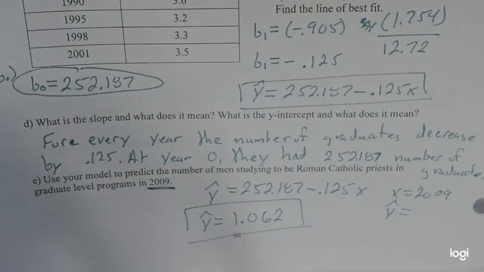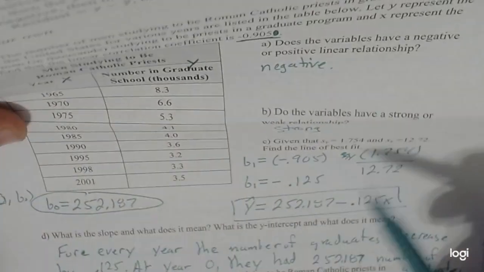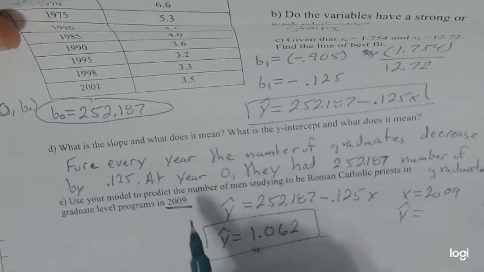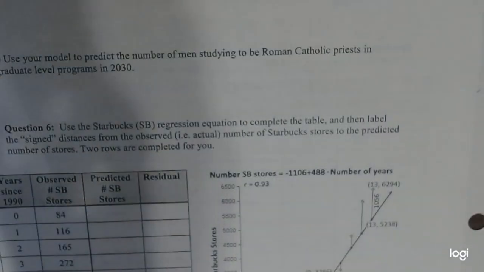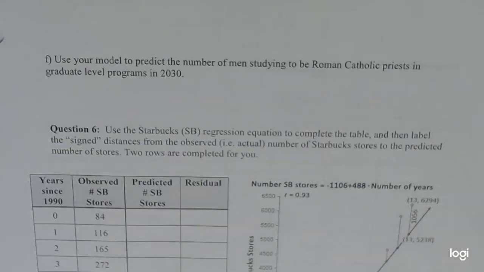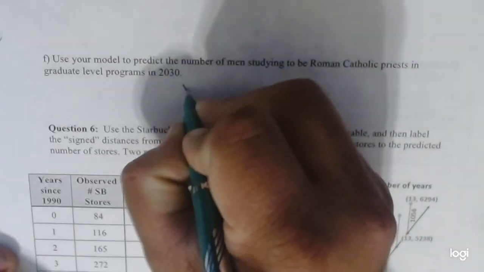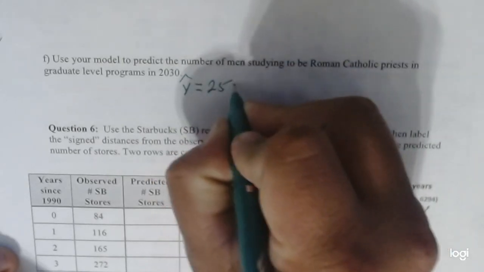So predictions. Okay, so hopefully that wasn't too bad. We're going to go through a little bit of review from the last portion, and this is a little more in depth when it comes to slope and everything like that. Okay, let's try the next ones. So, one more. F says, use your model to predict the number of men studying in 2030. So essentially, we're going to do the exact same thing we did above. We're going to plug in x being 2030, and then see what we get.